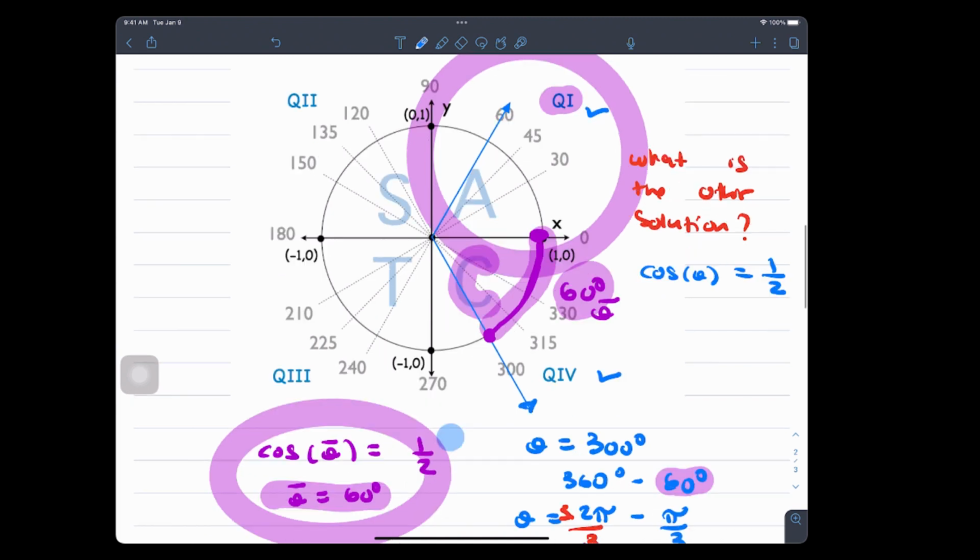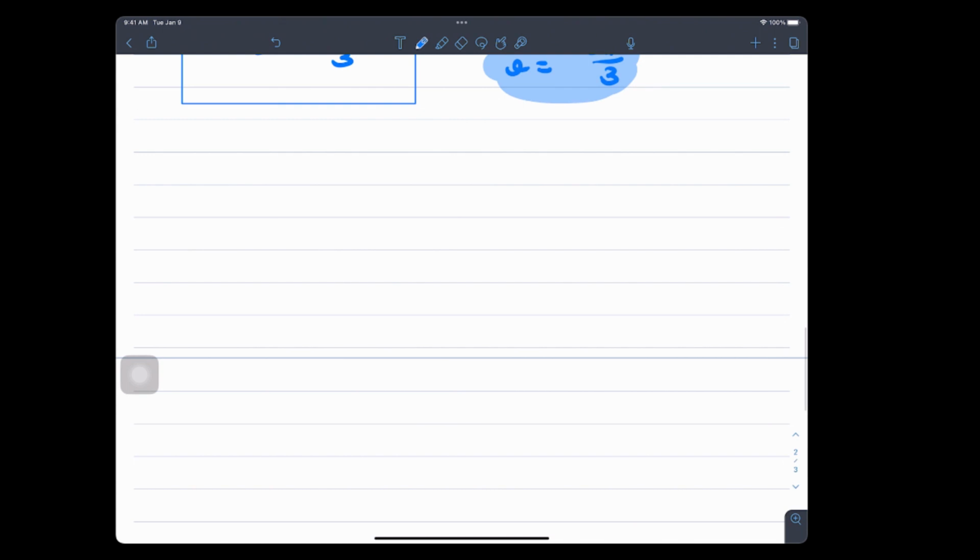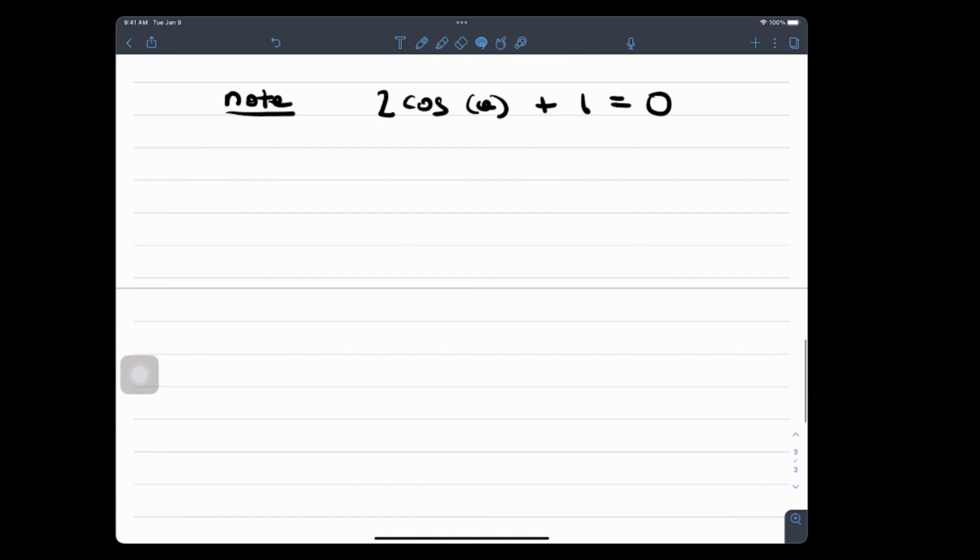Okay, now I want you guys to note something here because this is really important as well. Note: if they were to give you 2 cosine theta plus 1 equals 0, and you had to solve this trig equation, where is it?